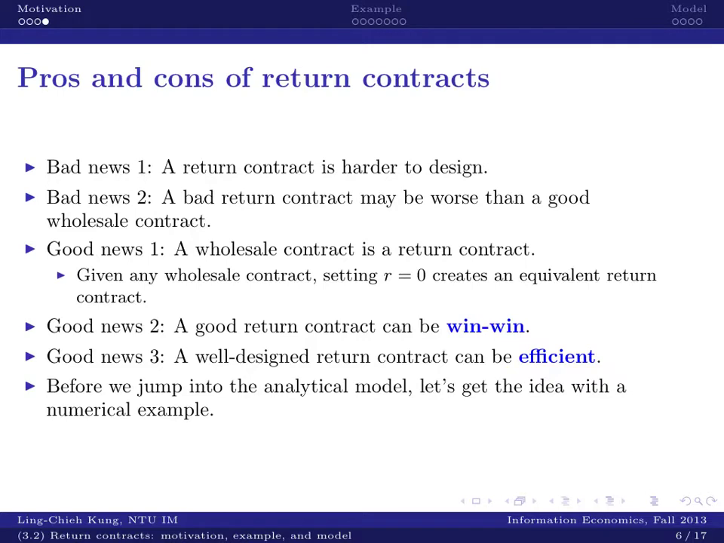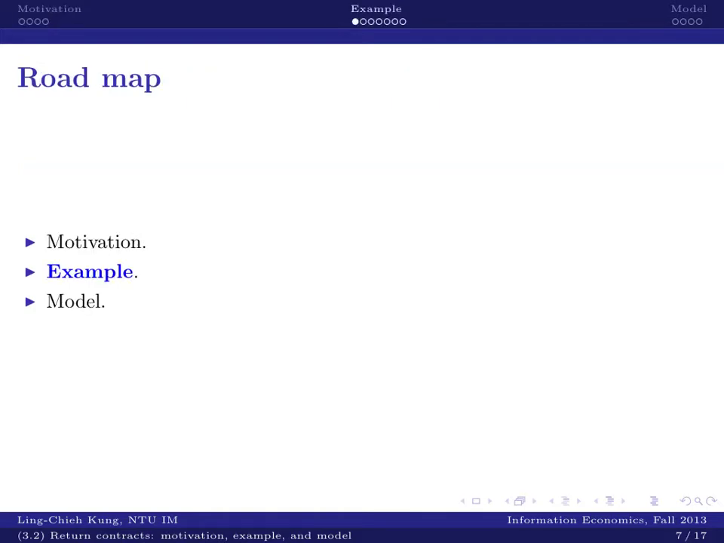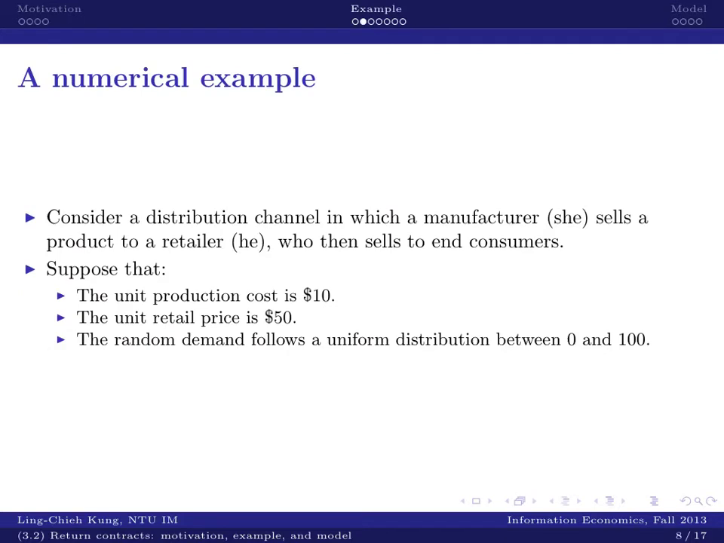Before we jump into the analytical model to show you those good news are true, let's first get the idea with a numerical example. Suppose we have a channel. There is a manufacturer, we call her she, and there is a retailer, we call him he. Somehow one is a girl, one is a boy, and that's not a big deal. The unit production cost is $10 for a product. The unit retail price is fixed at $50, and in this example, the random demand is assumed to follow a uniform distribution between 0 and 100.